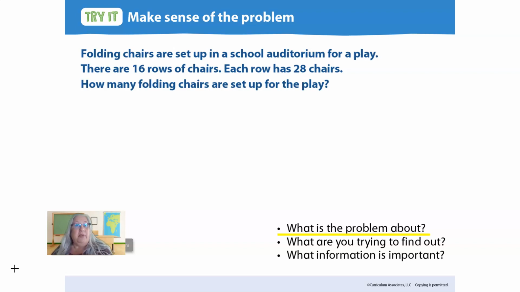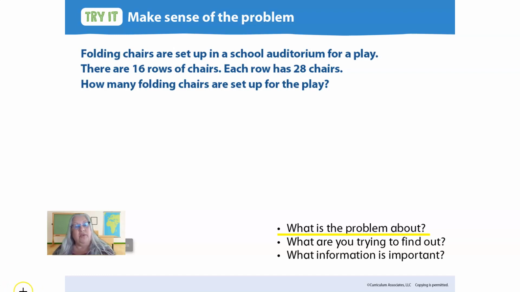Yes, they're having a performance at the school. And it's set up in the gym or the lunchroom, which a lot of times is also the auditorium. And that's usually where the stage is. And they're putting out a lot of chairs for everyone to sit in who comes to see the performance. And there's 16 rows, and every row has exactly the same amount of chairs in it.